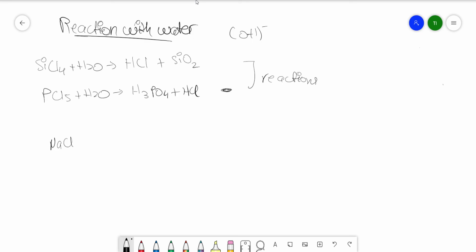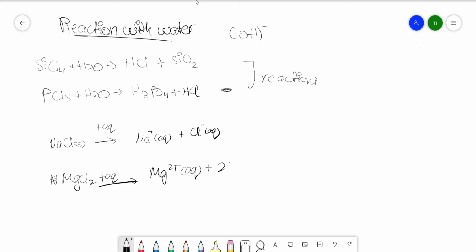So when you do NaCl(s) with water (aq), what would happen is it would dissolve in water. So it would form Na+(aq) plus Cl-(aq). It would form aqueous ions in the water. It gets dissociated. Same is the case with MgCl2 plus aq. It would just dissociate in water to form ions, Mg2+(aq) plus 2Cl-(aq). These aren't reactions, these are dissolving.